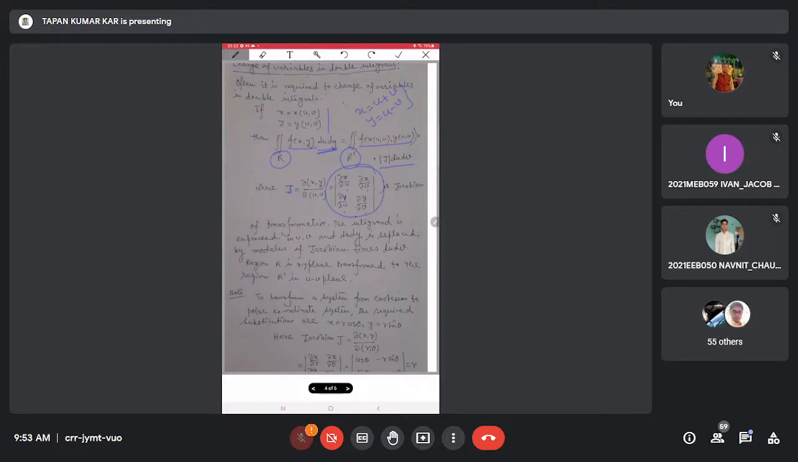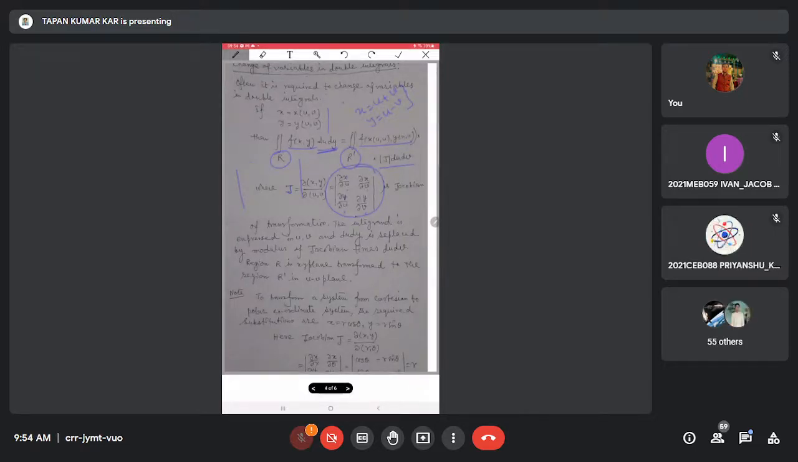So whenever in a two-dimensional, three-dimensional, or any multiple integral, if you give any transformation, then you have to evaluate the Jacobian. If it is a three-dimensional case, then what will happen? Then del x by del u, with u, v, w.